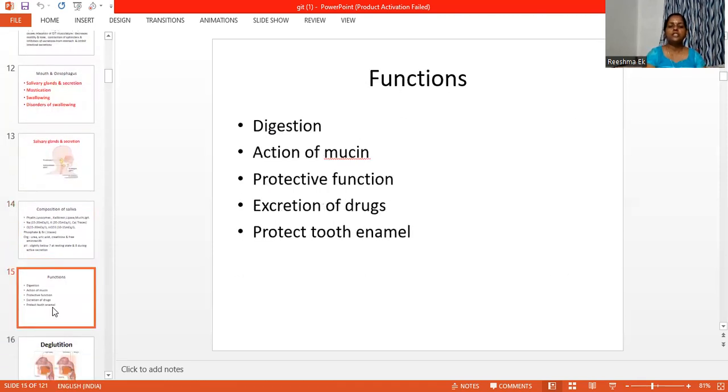Then about the functions of saliva. In short, saliva helps in digestion. Under this topic we have to study the action of mucin. Then saliva has some protective function. It helps in the excretion of some drugs, and it helps in the protection of tooth enamel.